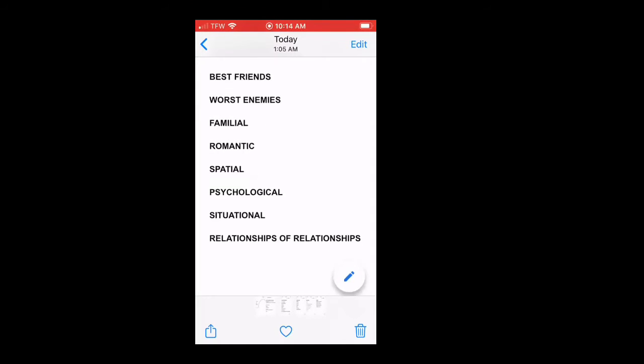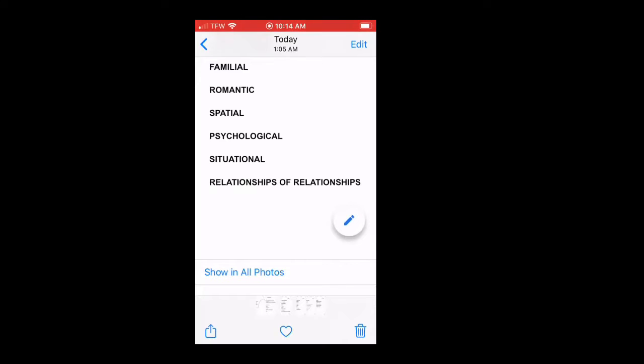Psychological. So this can include a character that's dealing with mental illness or struggling with a physical disorder or handicap. They can be struggling with addictions. They can be navigating trauma from things like being bullied or suffering domestic violence. You can have a situational relationship.